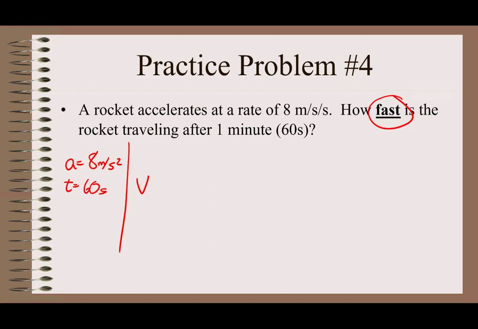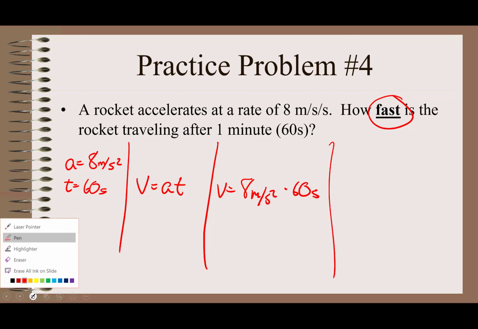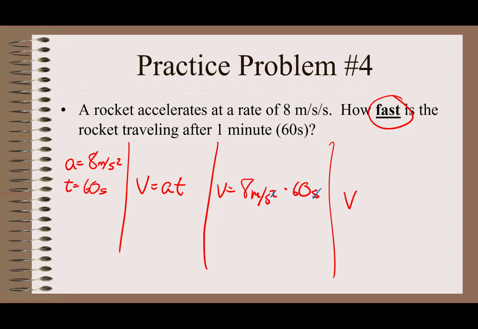That is a velocity question. So velocity is acceleration times time. All right, and let's see here. So we are going to then solve for 8 meters per second squared times 60 seconds. All right. Now, if I'm going to show my cancellation of units, the seconds cancel out with one of those. So we know our unit's going to be meters per second. So the velocity after 60 seconds of acceleration is going to be 480 meters per second.